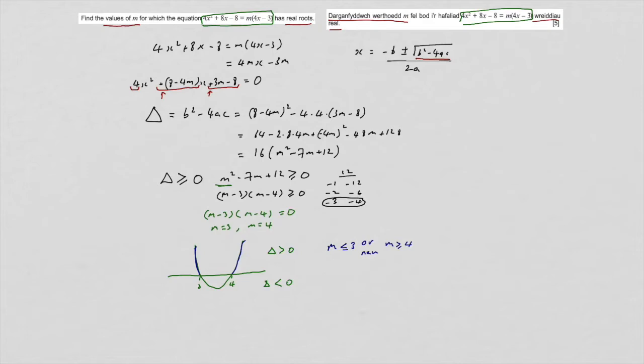There is another way of writing this, which is to say that m belongs to, that's what that symbol means, from minus infinity up to 3, the square bracket tells us 3 is included, or between 4 and infinity. And that's a notation you'll find useful when considering functions in A2.